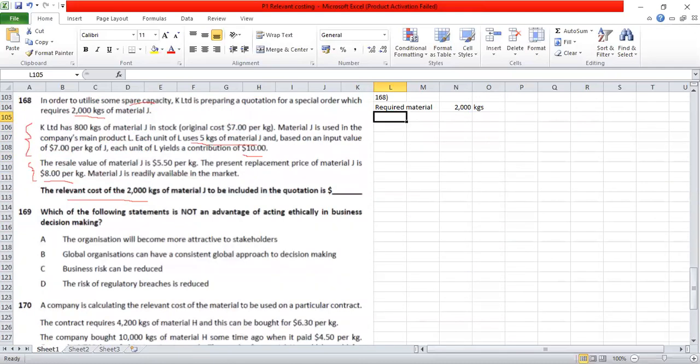This material will be consumed for the production of L. The present material will have to be replaced by additional material. Additional 2000 kgs of material has to be purchased to take up the special order. The current replacement price of material J is $8. So find out what the cost is. I hope it is clear. Yes.